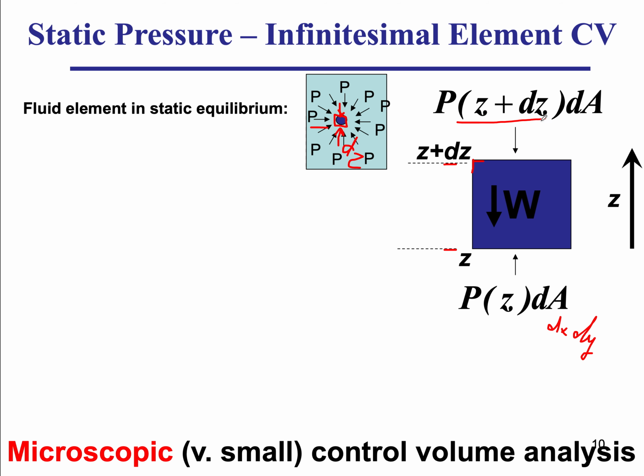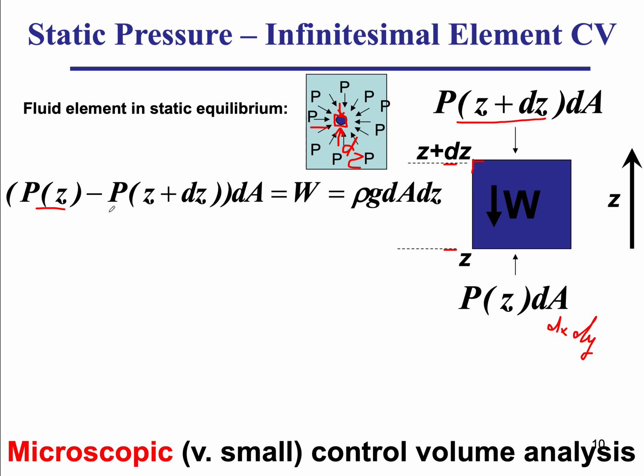So I can write that the P at z plus dz, pointing down, plus the weight will be counteracted by P at z times dA. And then rearrange, so P at z minus P at z plus dz times dA will be equal to the weight. So the difference in the pressure is counteracted by the weight. And the weight is just the volume, dA dz, multiplied by the density gives me a mass, multiplied by g gives me the weight of this control volume. I should write it as dW really, but you get the point.